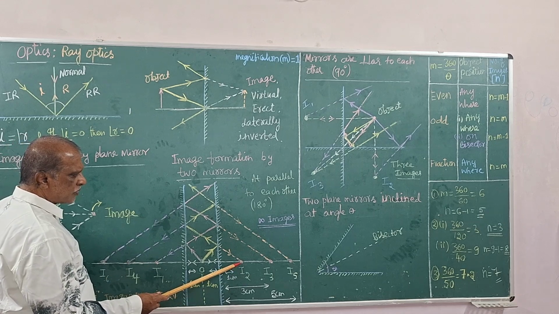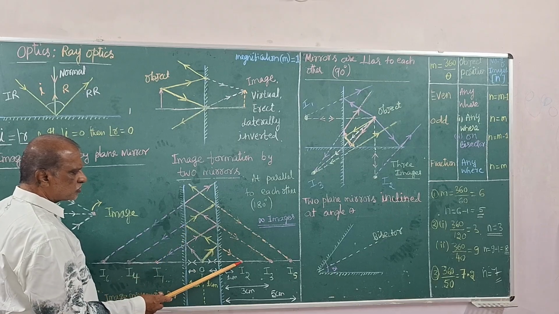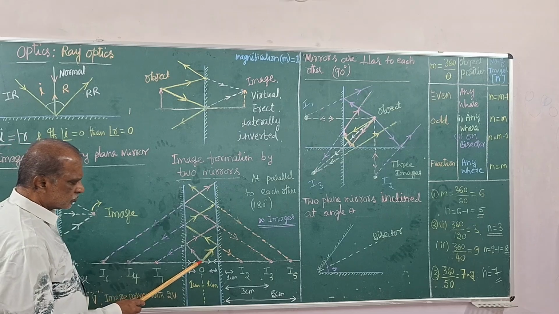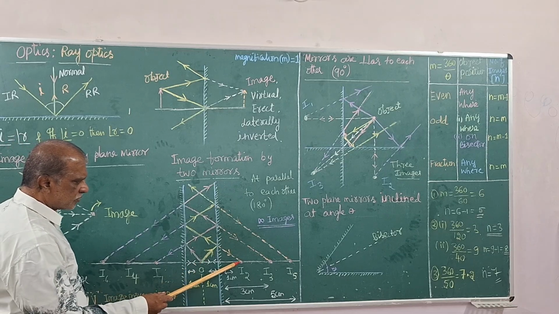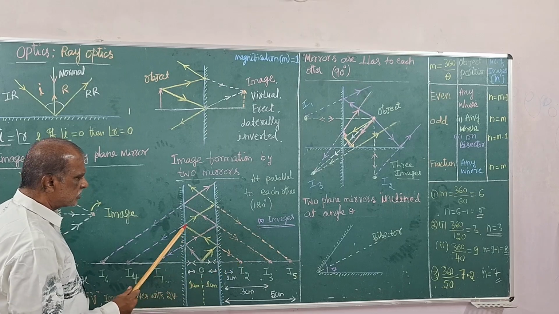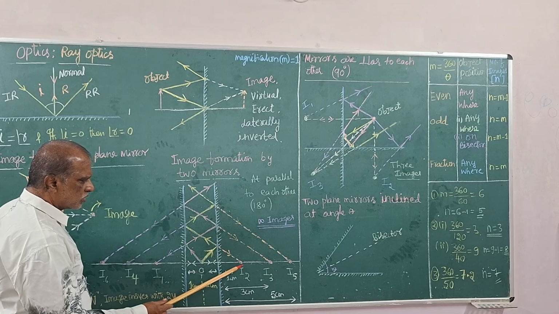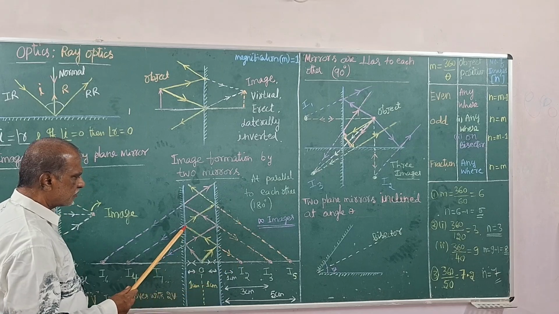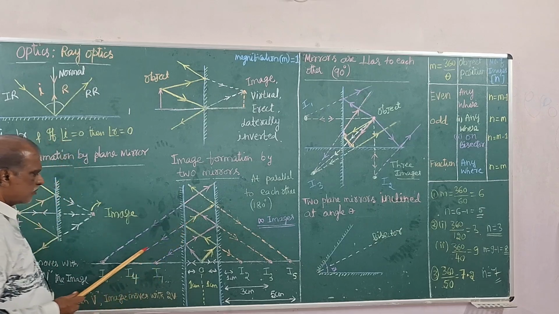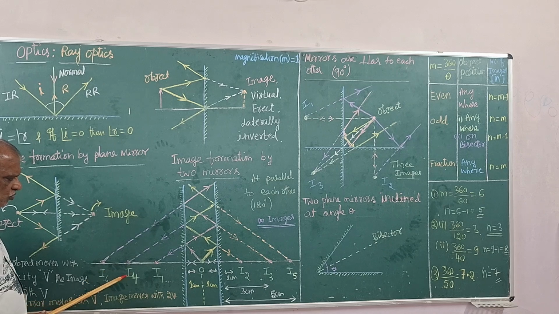This image now acts as an object on this mirror. It is not a real object, it is a virtual object. The object is only one. With this image formed, this image now behaves like an object on this mirror. This is a virtual object, not a real object. As a result of this reflection and extending back, that divergent ray on this line produces the image I4.